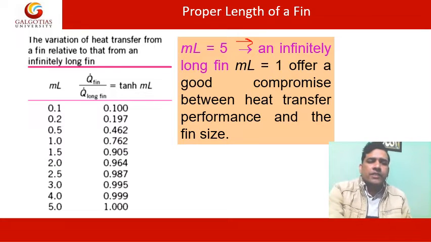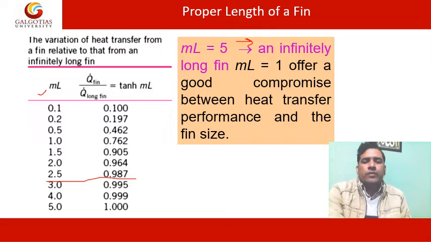As you can see from this table, different values of ml and the effectiveness are given here. If you notice, till ml equal to 2.5, this is how it varies, and at ml equal to 1, it reaches 0.762 of the fin effectiveness. But after that, at 1.5, it is equal to 0.95, and after that you can see the variation is very less.